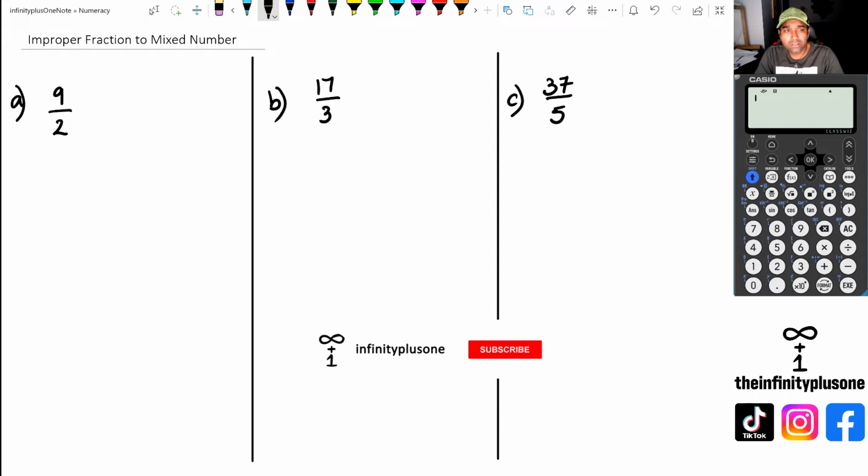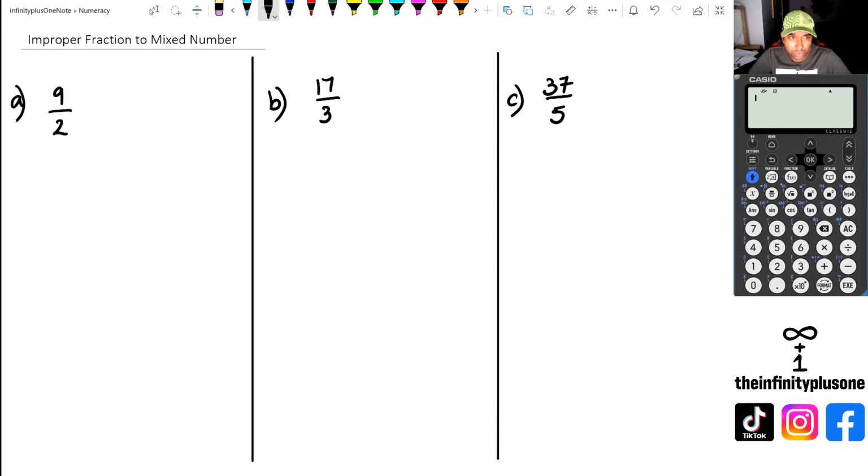All right, so looking at question A here. What we're going to do is write this 9 over 2. Now, 9 over 2, we know that 9 actually isn't available in the 2 times table, because it's an odd number.